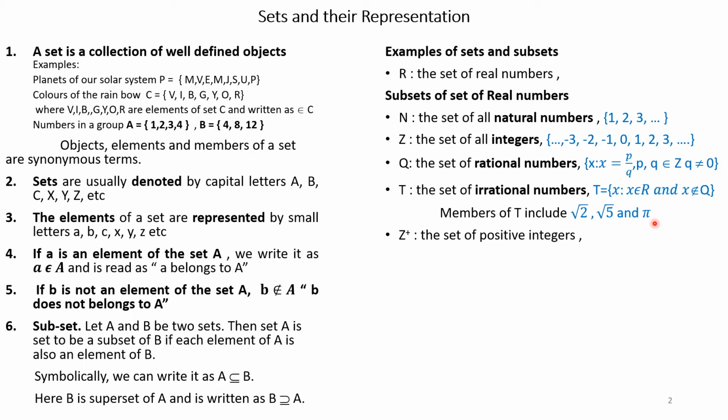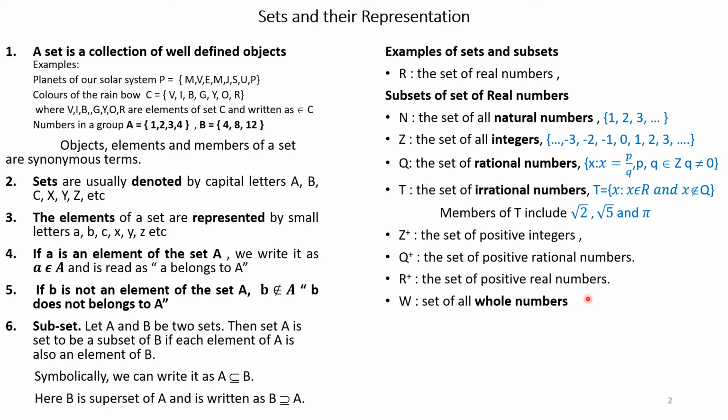We also have certain positive integers. We have seen above that Z, the set of all integers, contains minus infinity to plus infinity, that is, negative as well as positive numbers. Whereas in Z plus, we define the set of positive integers, which contains numbers 1, 2, 3, etc., up to infinity. Similarly, Q plus is the set of positive rational numbers. R plus contains the set of positive real numbers. W contains the set of all whole numbers.